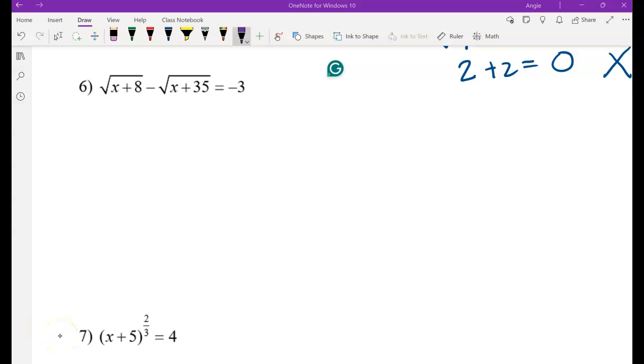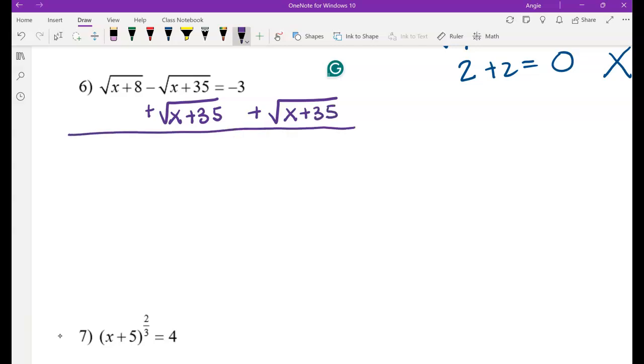Okay, so example 6 says square root of x plus 8, take away the square root of x plus 35, equals -3. Now, we have two square roots here, students, so what's going to happen is it's easier if we make one of the square roots on each side, okay? So we are going to move one of these to the other side of the equal sign. Okay, now by far this is going to be the most difficult question out of all the questions we have seen.